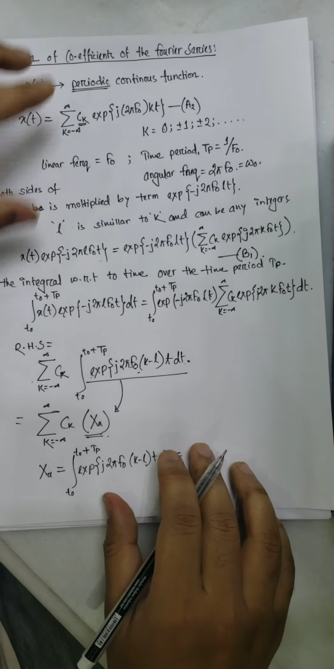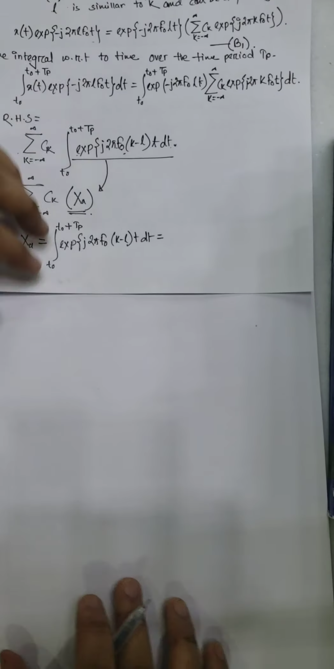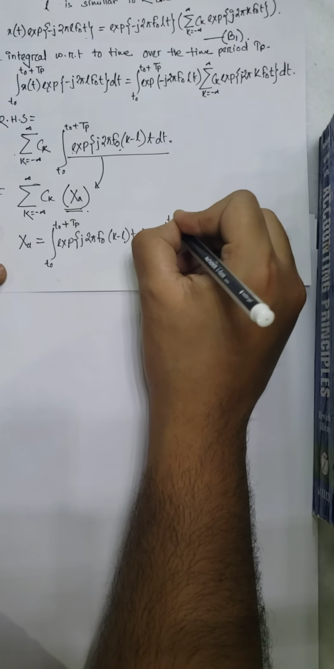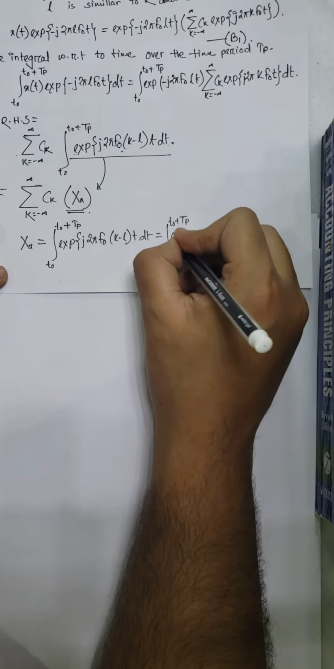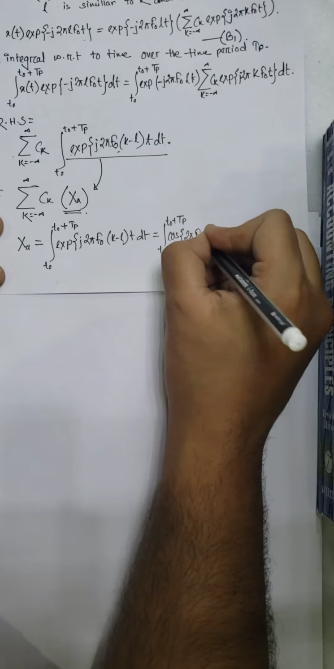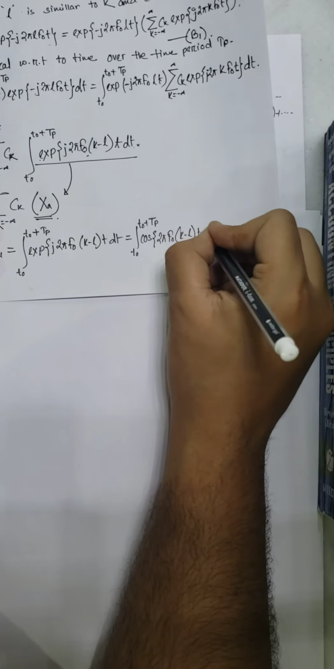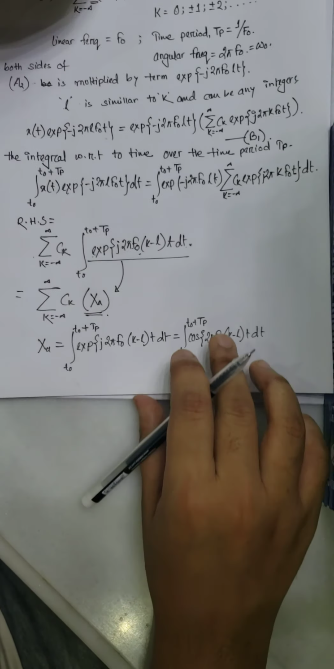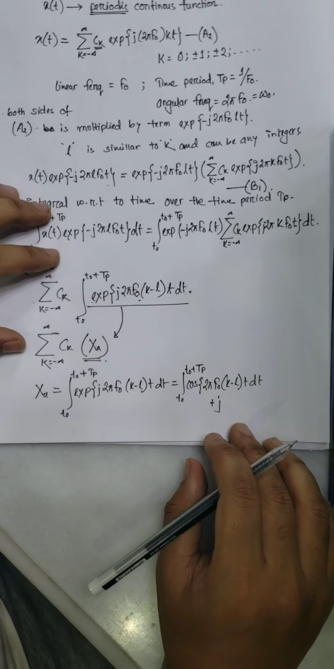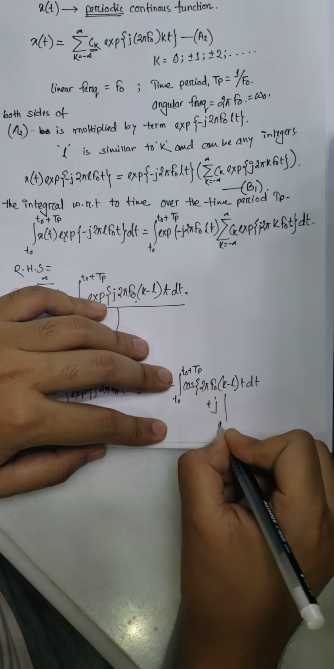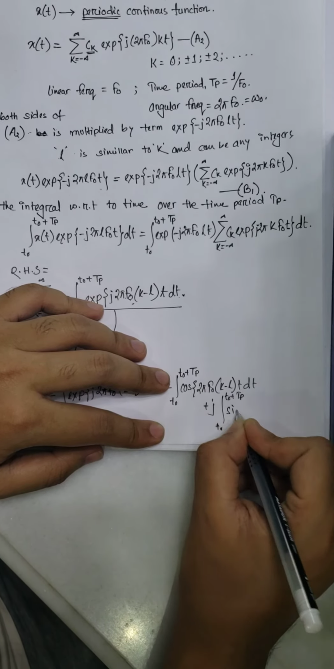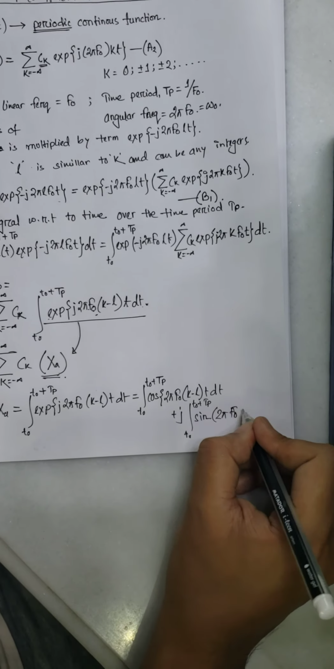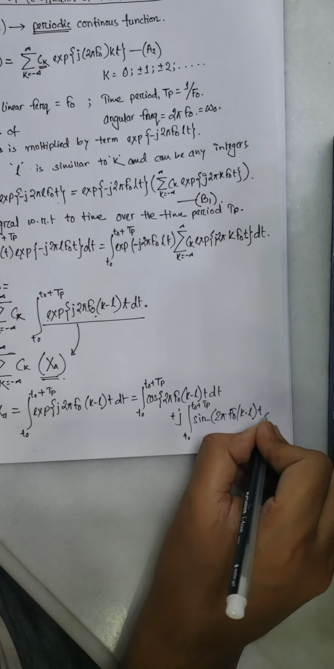and this can be written as the integral from t naught to t naught plus tp of cos of 2 pi f naught k minus L t dt plus j times the integral from t naught to t naught plus tp of sine of 2 pi f naught k minus L t dt. I'm sorry for the inconvenience.